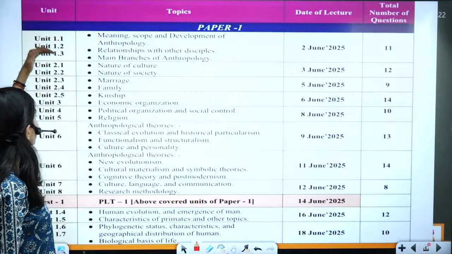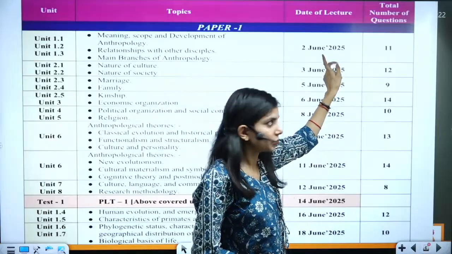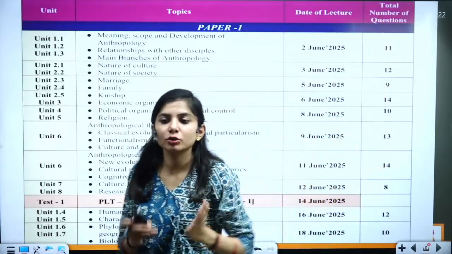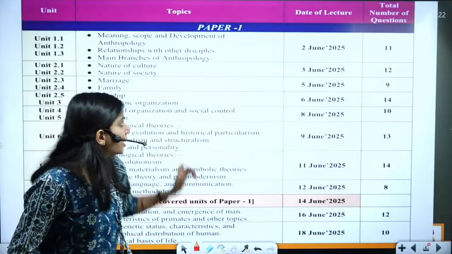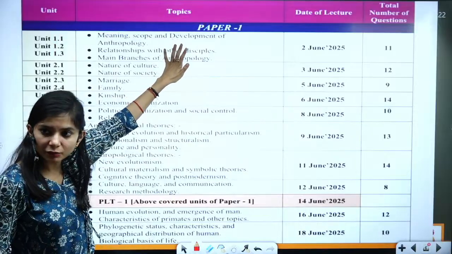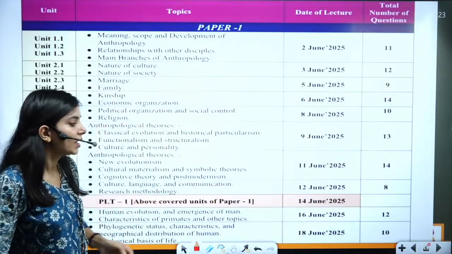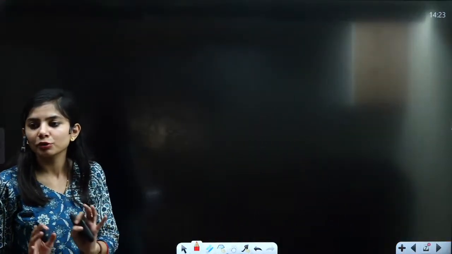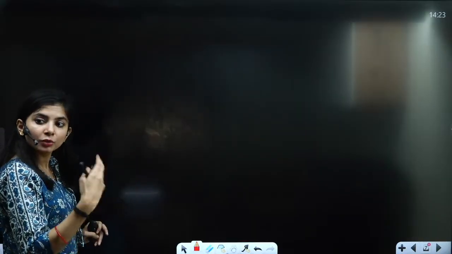So for unit 1.1 to 1.3, the date for the lecture is 2nd June, and we are also going to provide you questions. 300 plus questions with model answers are also going to be provided. This is how the first lecture would be, then the second, then the third. This is how we are going to have the lectures. Now let me give you an overview of how the lectures are going to be, and what your basic requirement is, what you need to do.